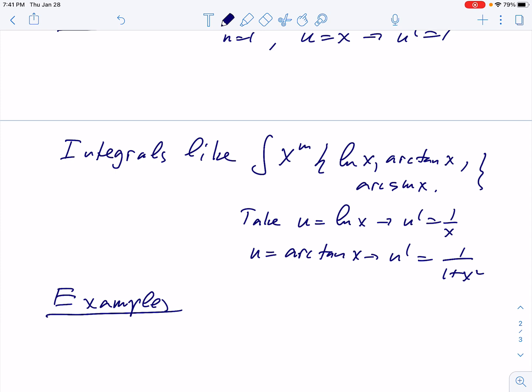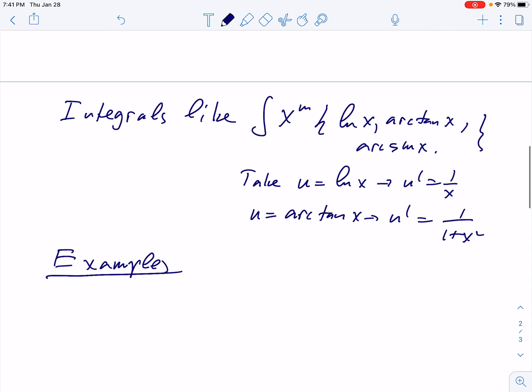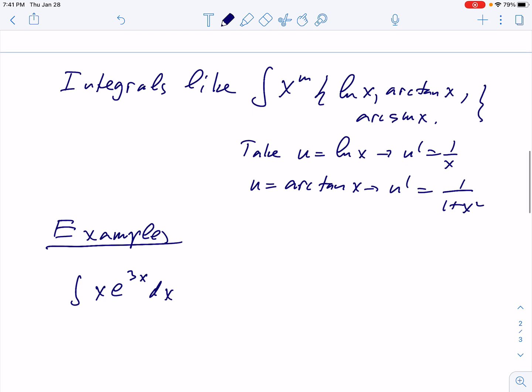Okay, starting with something simple. Solve the integral of x exponential 3x dx. Here, substitution will not help you. If you replace 3x by something, this x will stay as a factor in front, and you cannot integrate.